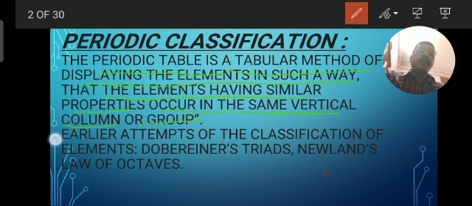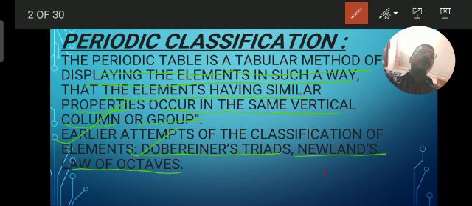The earlier attempts were made by different scientists. One among them was Dobereiner's triads. The first attempt was made by Dobereiner in the form of triads. He was able to give three triads of different elements. Later on, when he failed, Newland made the law of octaves, which was based on the musical notes sa re ga ma pa da ni. All these notes were used by Newland in his octave rule, which we will discuss in the later part.